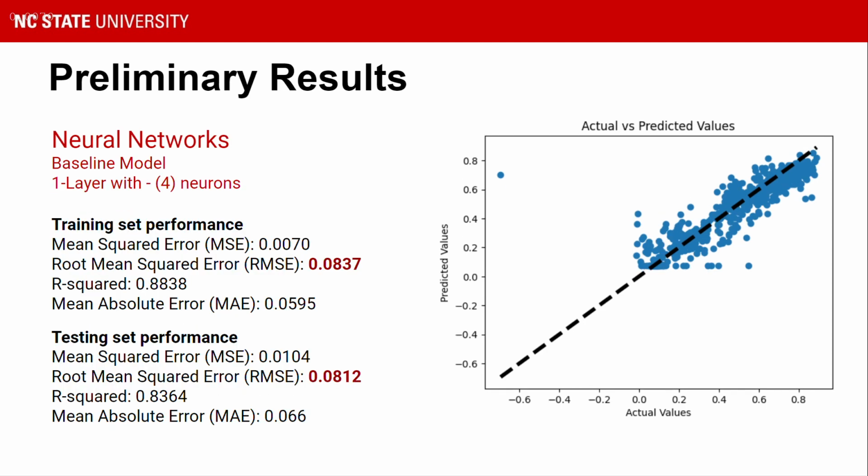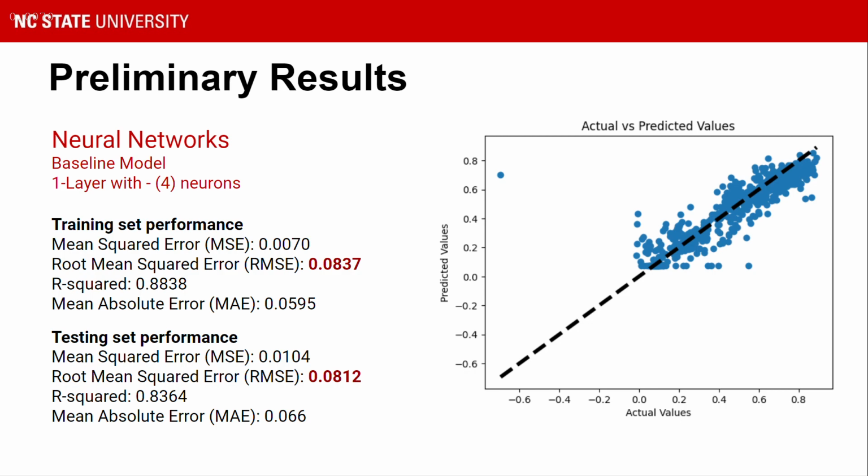Then we have a neural network model. Here we can see that the root mean squared error is low, and the R squared fits well here as well. But this was a baseline model. It just has one layer and four neurons, nothing more included in it, and it was very basic.